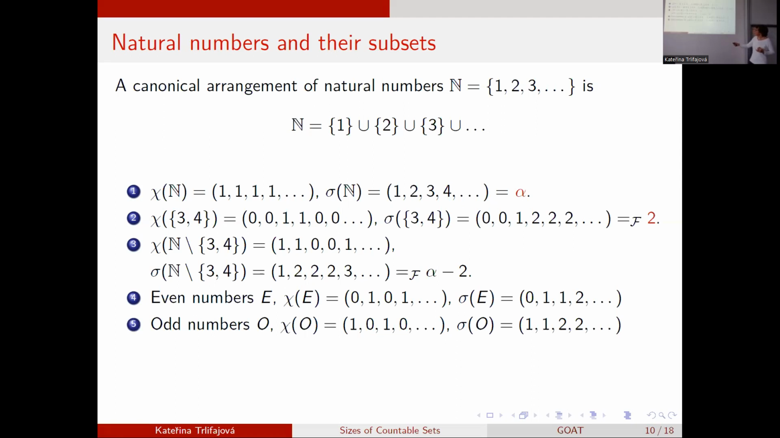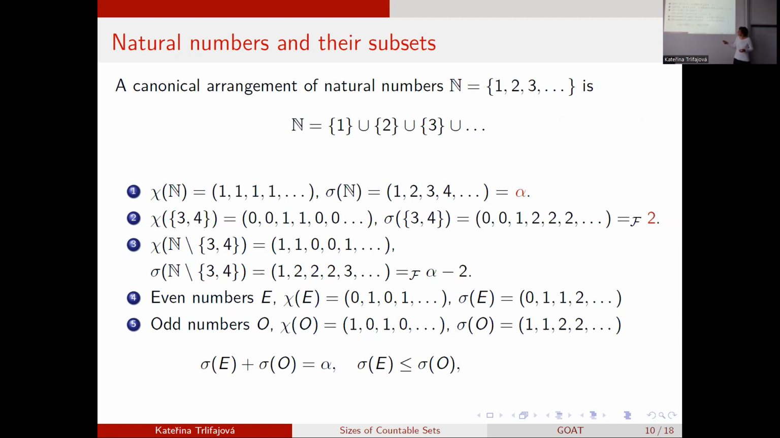Odd numbers, however, start with 1 when we take natural numbers starting from 1, and their size sequence is like this. Of course, we can say that the sum of the sizes of the even numbers and the odd numbers equals alpha.